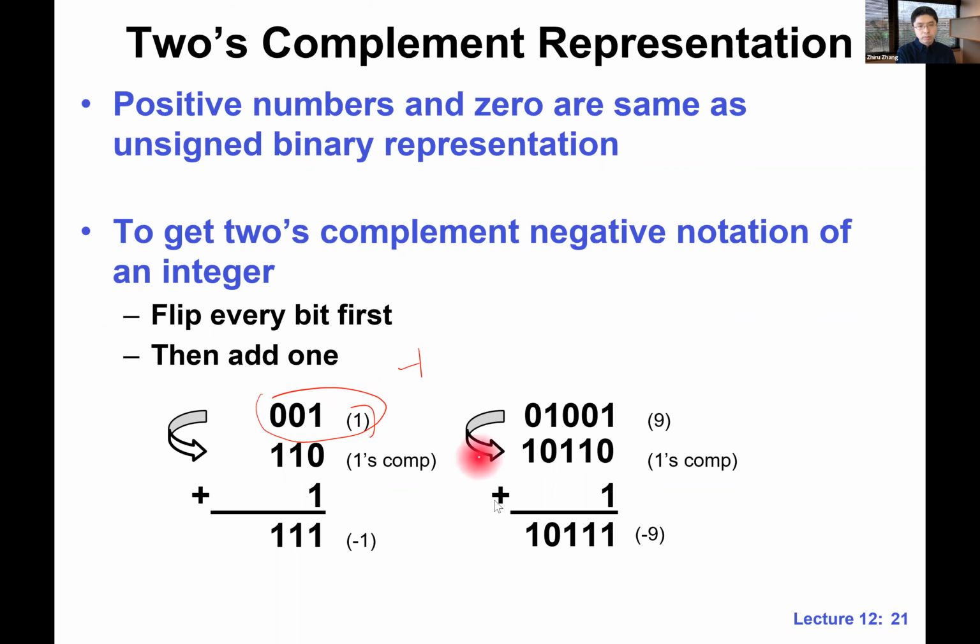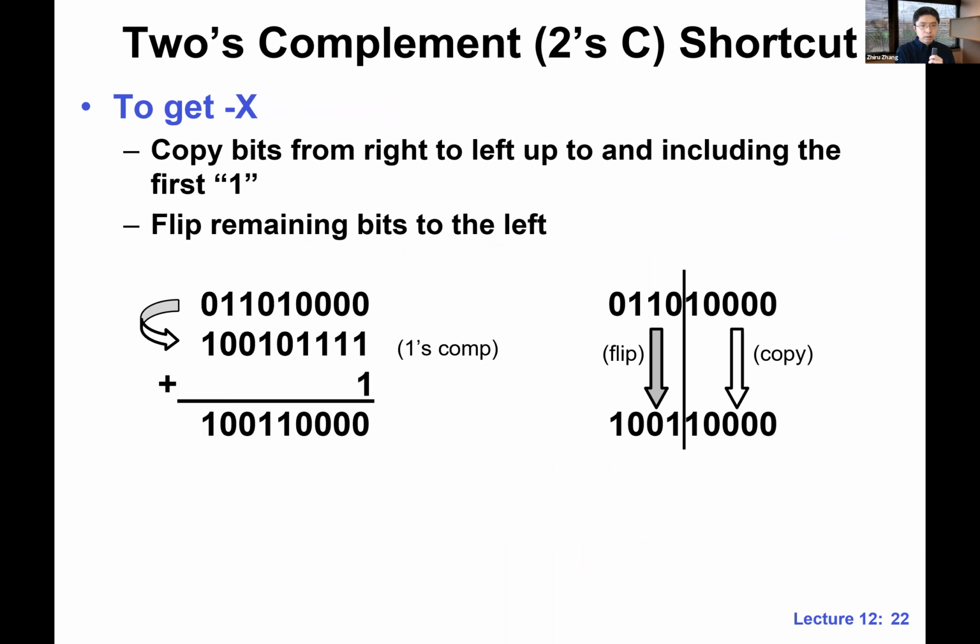For -9 over here, again, we first get the binary string for +9, and we flip all the bits. Then we do a +1 on the LSB. That's how we get the binary representation in the 2C format for -9. So for now, just memorize this. These are the steps. We are going to show later why this is correct, and I'm going to ask you guys to prove it.